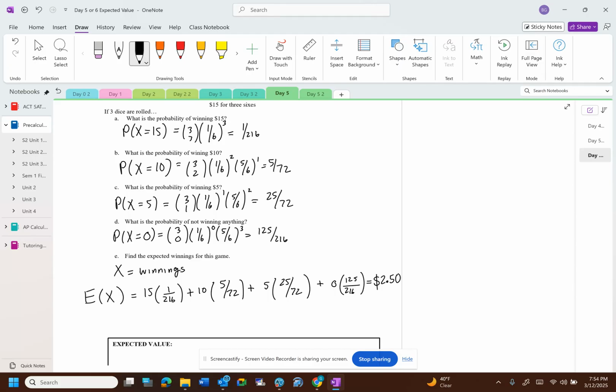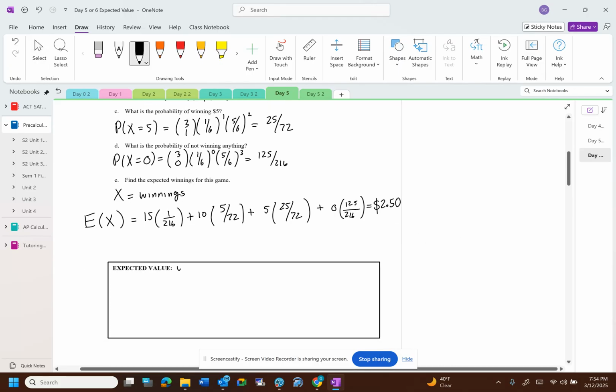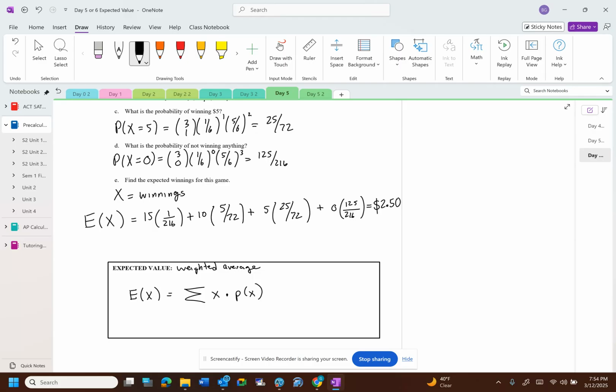So that's the basic idea of how you calculate expected value. Expected value is simply a weighted average. That's probably the easiest way to think about it. The expected value of X is simply all the values that the random variable can take on times the probability that it takes on that value, and you add them all up. So in this game, if we roll the die, we expect to win $2.50.